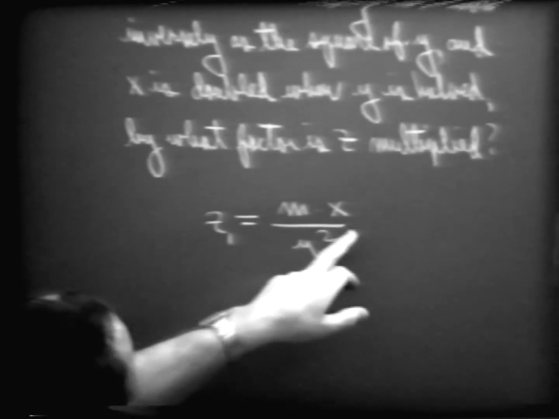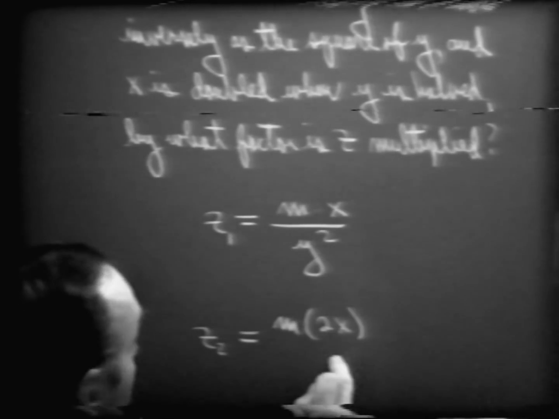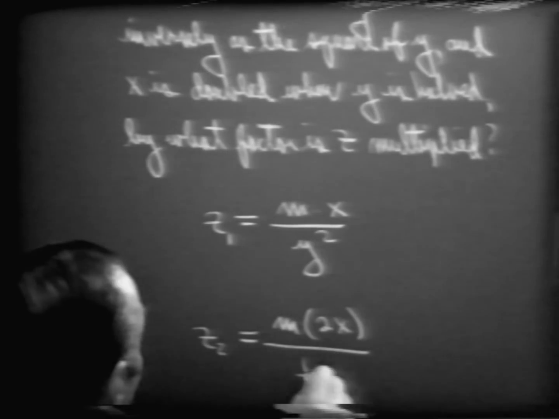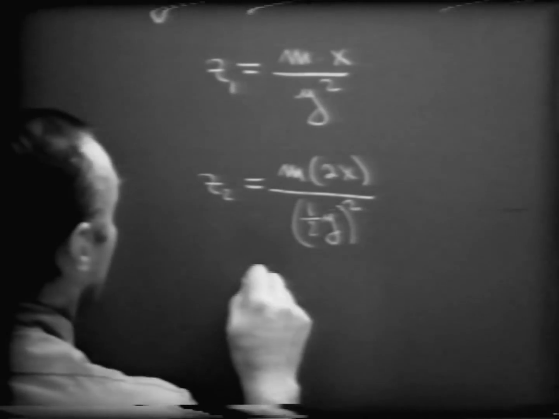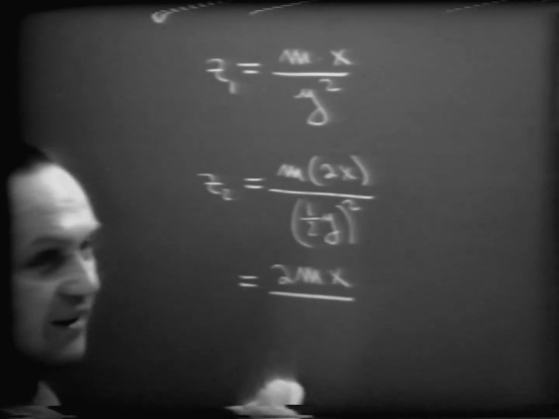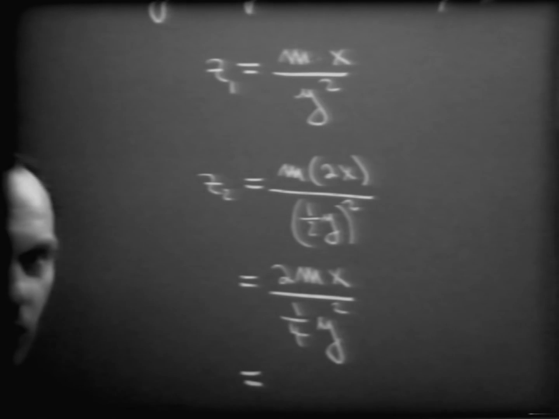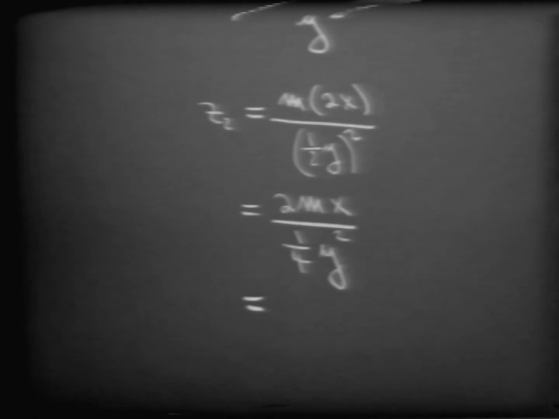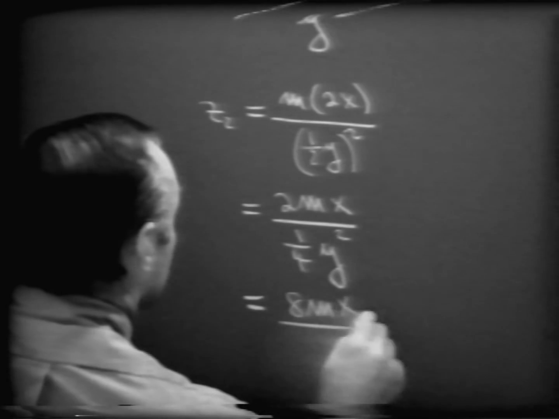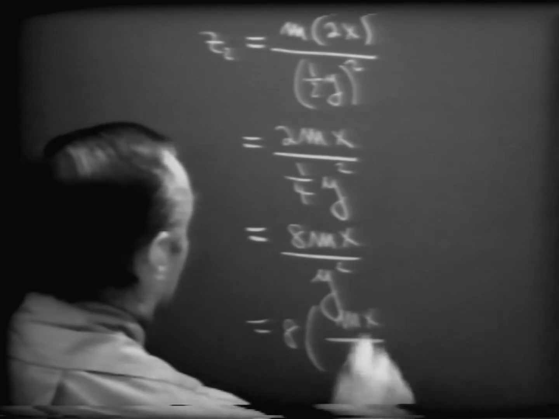Now what then are we going to do to x? We want to double it. So there's m times, instead of writing the original x, let's double it, which is 2x, divided by, and y is halved. So there's 1/2 of y all squared. Is that right? Alright. Now let's see what effect that gives us here. There's 2mx in the numerator. Now 1/2 squared, of course, is 1/4, so there's 1/4 y squared. Now what's 2 divided by 1/4? 2 divided by a fourth is 8. Is that right? So there we have 8mx divided by y squared. In fact, let me write the 8 out front and have left m times x divided by y squared.